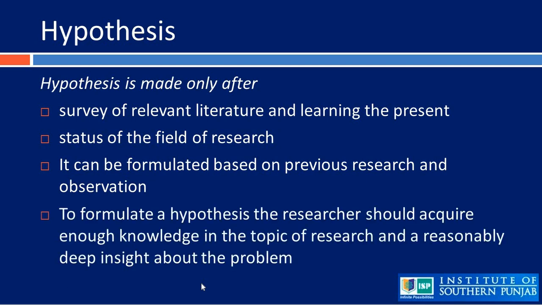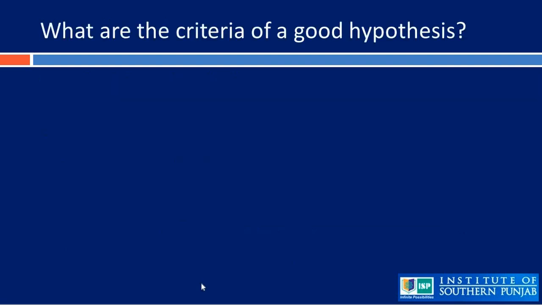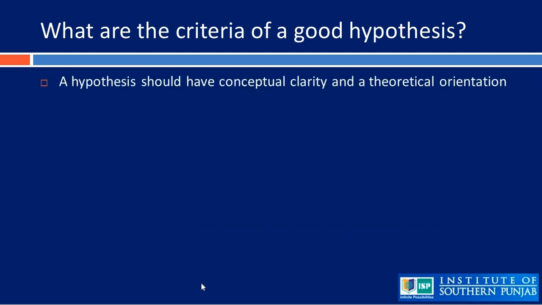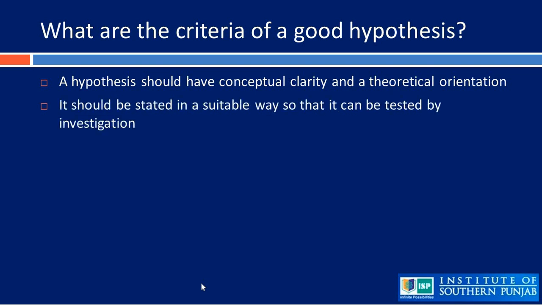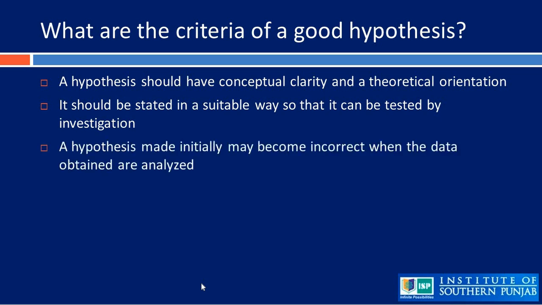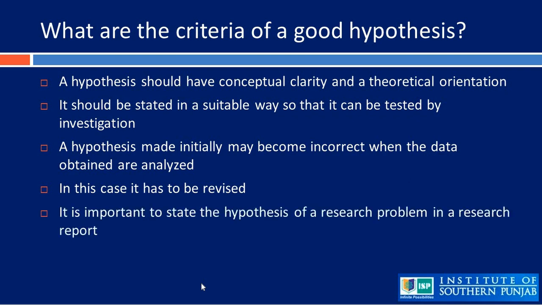To formulate a hypothesis, the researcher should acquire enough knowledge in the topic of research and a reasonably deep insight about the problem. Now we see what are the criteria of a good hypothesis. A hypothesis should have conceptual clarity and a theoretical orientation. It should be stated in a suitable way so that it can be tested by investigation. A hypothesis made initially may become incorrect when the data obtained are analyzed. In this case, it has to be revised. It is important to state the hypothesis of the research problem in a research report.